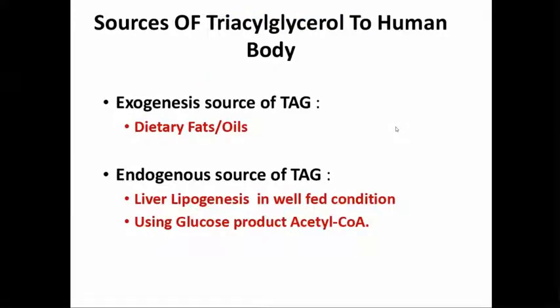The source of triacylglycerol to our body is exogenous, from the food we eat, which can be fat or oil type. The endogenous source is liver lipogenesis. In well-fed conditions, lipids can be synthesized using acetyl-CoA, which is the starting material for lipid synthesis.